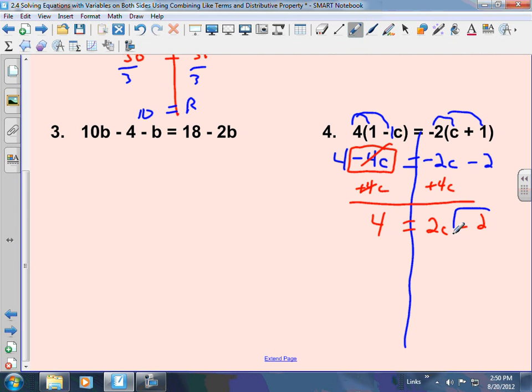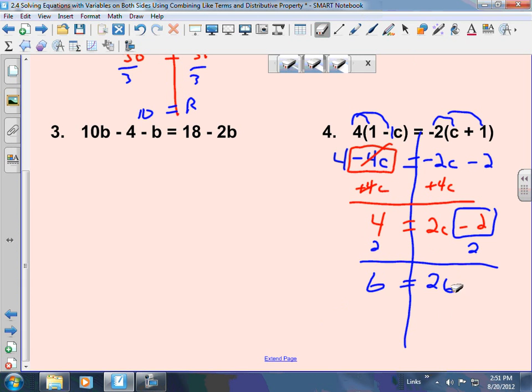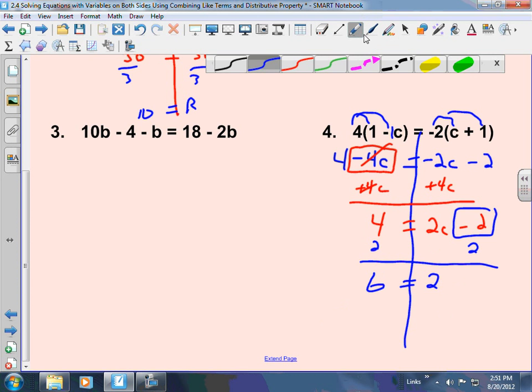Now I have to move my negative 2, so I add 2 to both sides. 6 equals 2c. Oops, not 2, 6, 2c. Now I divide both sides by 2.